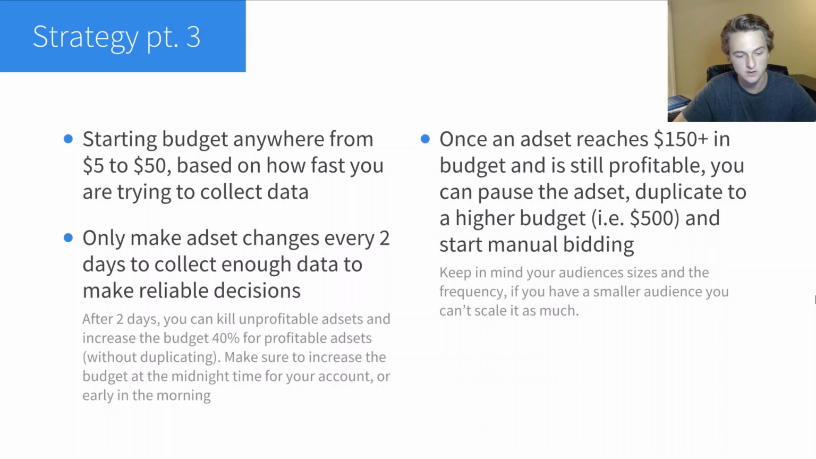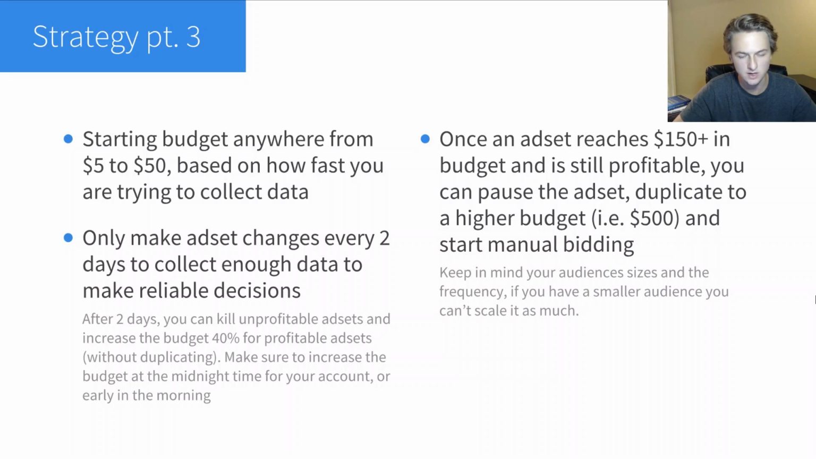After 2 days, what I'm going to do is I'm going to kill the unprofitable ad sets. And to determine if an ad set is unprofitable, you should know what your break-even cost per purchase is. And if you're spending more per purchase than you can afford to, then you should kill that ad set. And if you find profitable audiences, which should be the case if you have good data, your profitable ad sets, you can increase the budget 40% without duplicating the ad set.